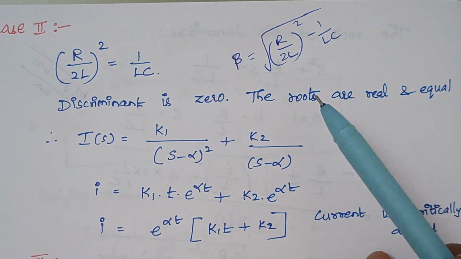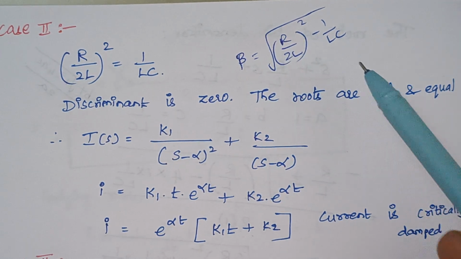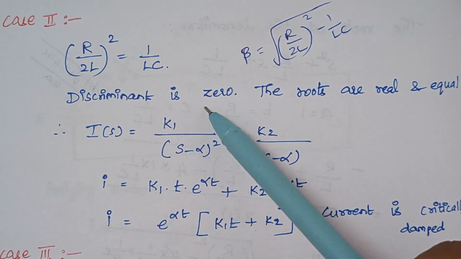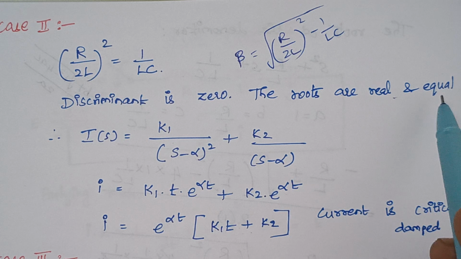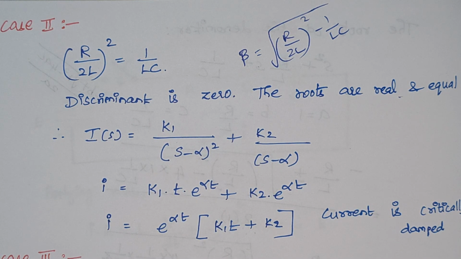This is our expression. When both the values are same, what happens? The value of beta becomes 0. So this is what is written here, that is, you see discriminant is 0. So in this case, the roots are real and equal, that is, the values are same. So how to represent it in terms of partial fractions?